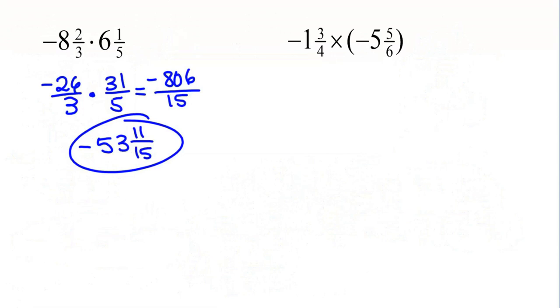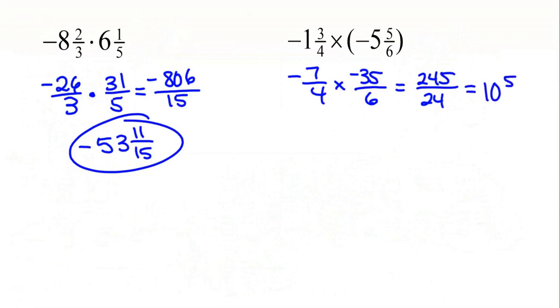Next, -1 3/4 times -5 5/6. I know this is going to be a positive because it's a negative times a negative. So if I write these as improper fractions, I get -7/4 times -35/6. And then when I multiply the numerators together, I get a positive 245, and the denominators together I get 24, and that is 10 5/24. Positive because it was a negative times a negative, and there's my result. So multiplying fractions, multiplying decimals, and multiplying mixed numbers.